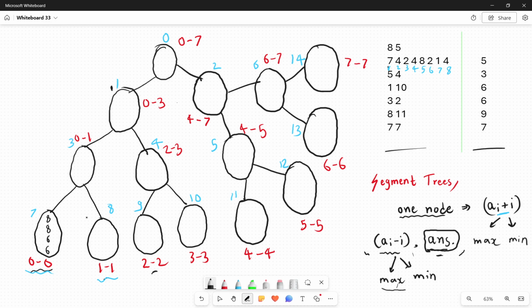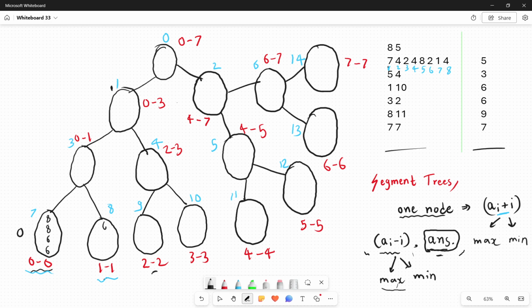And what is the answer related to this node? So it is basically 0, right? If you consider index 1 to 1, then the minimum will be the same, the maximum will be the same, and L will be the same as R. So our answer is going to be 0. So what about this index?